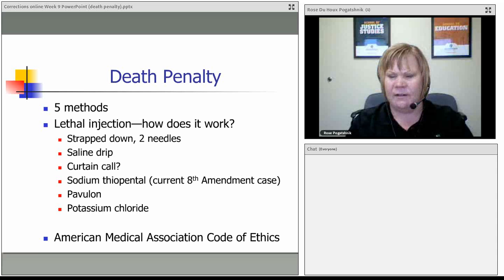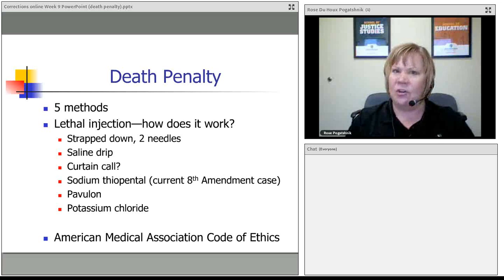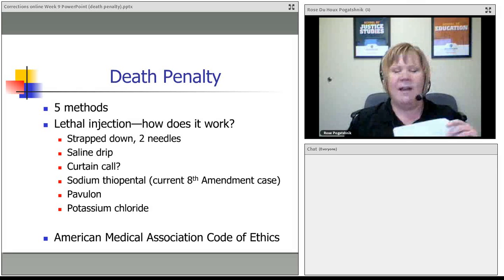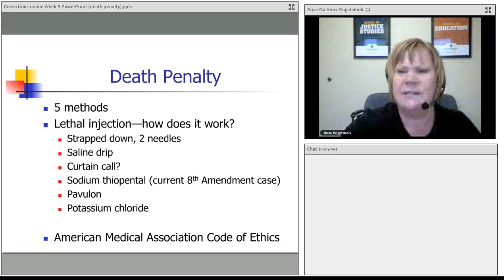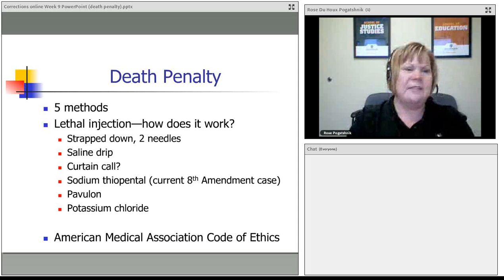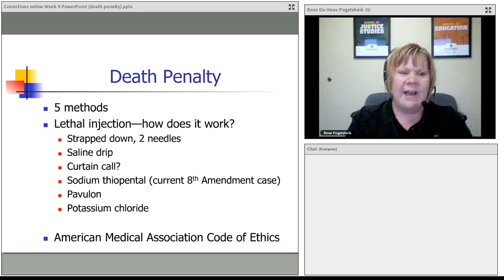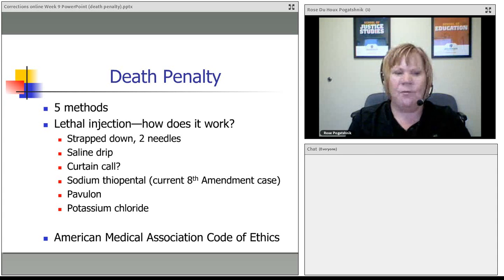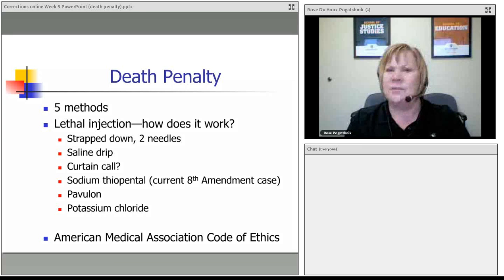At that point, they will start a saline drip just to keep that line open. Then, if it's a state that allows the curtain to be raised, so there can be spectators for the execution, they will raise the curtain. Then we start what is known as sodium thiopental. Of course, these recipes are confidential; they are private, and the Supreme Court is actually contemplating the recipe.